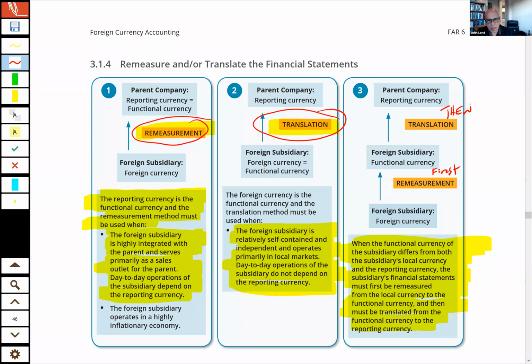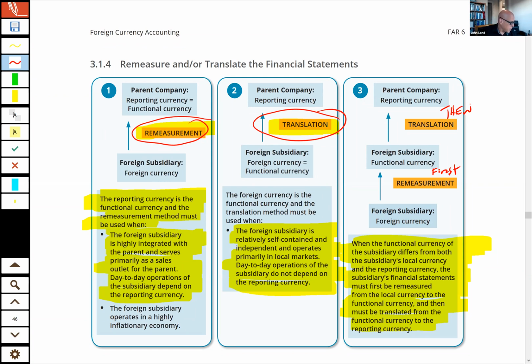So what if the local currency was the pound, but they were doing most of their business in Italy? Well, now maybe the lira would be the functional currency. So you'd first have to remeasure from the pound to the lira, and then from the lira, you would translate to the dollar. Or do they still use the euro? Whatever is going on with these currencies nowadays. But if you have three countries, you first remeasure from the local to the functional, where they do most of their business, and then from the functional you translate to the reporting. And again, the reporting currency of the parent company is always the US dollar on the CPA exam.